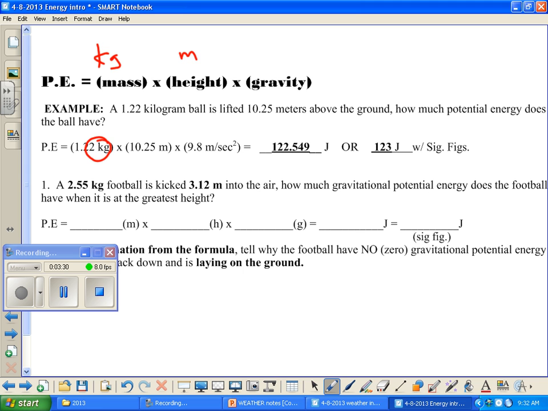Height will always be in meters. This gravity thing is in meters per second squared. It just is. When you are done, energy is measured in a unit called a joule. It's spelled that way because it's named after a scientist. Your final value ends up being what we call a joule. Okay, first example, modeling is done for you.